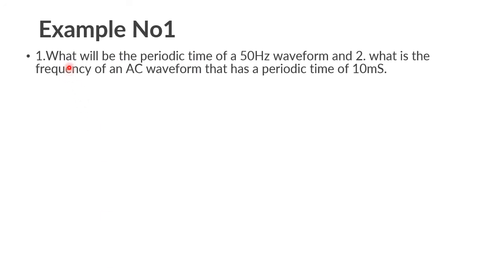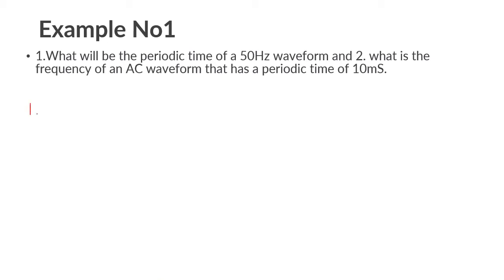So here is an example question. Example number 1. The first part is, what will be the periodic time of a 50 Hz waveform, and the second part is, what is the frequency of an AC waveform that has a periodic time of 10 milliseconds. It is a very basic question.